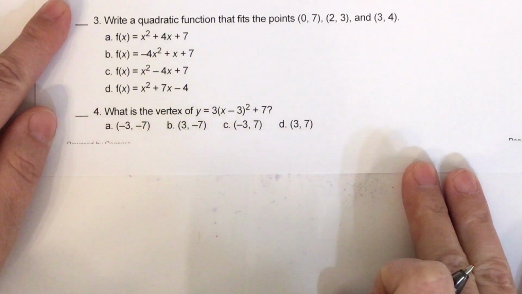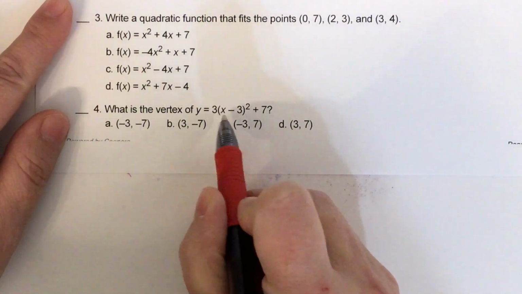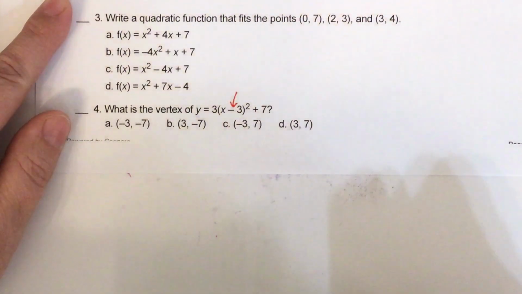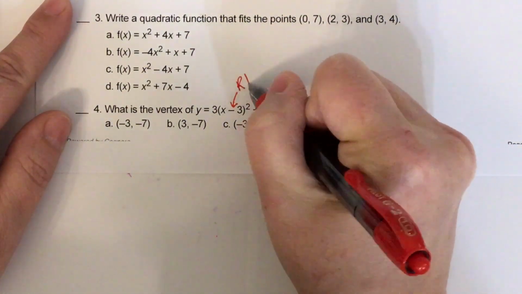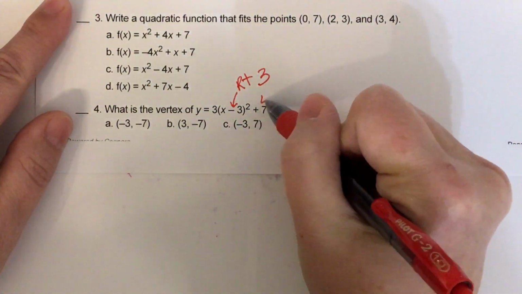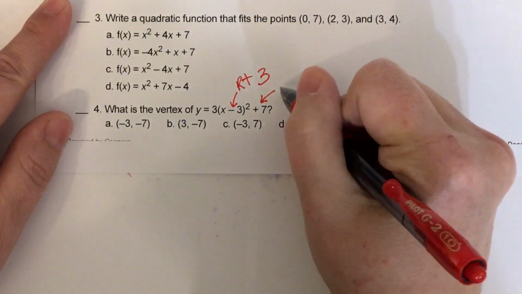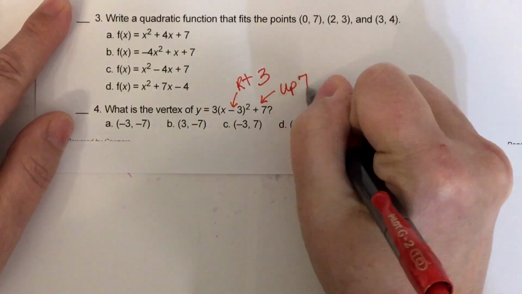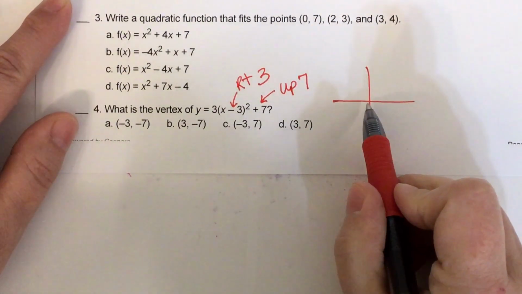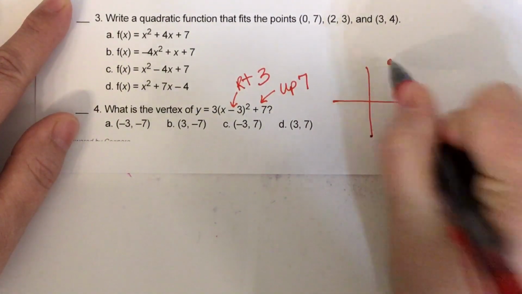So number 4 wants to know the vertex. Okay, so if it's in the parentheses, it goes left or right, but it's always opposite of what you think. So a minus makes it go right. So this graph is going to go right 3. The number in the back makes the graph go up or down, and it does what you do think would happen. So plus makes it go up. Okay, so if I was at 0, 0, and I went right 3 and up 7, what point would that be?